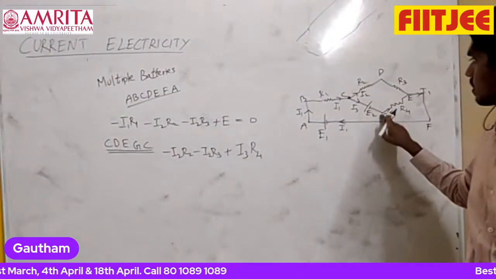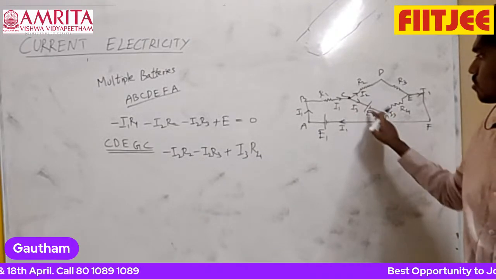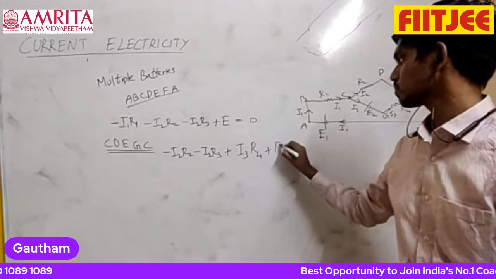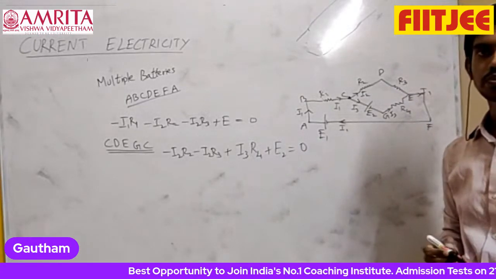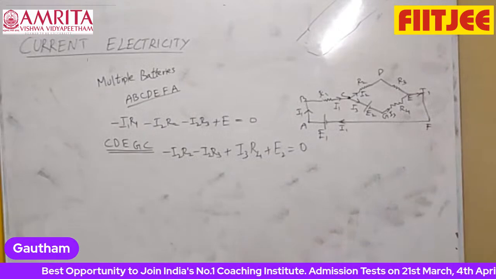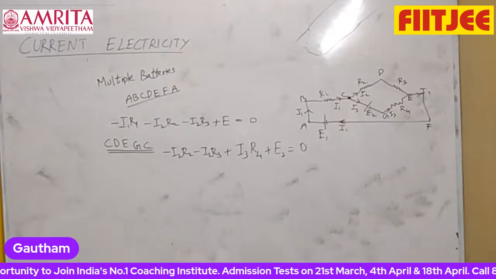And then you are crossing the battery now, negative terminal to positive terminal. So plus E2 is equal to 0. This is another equation. So I hope this is clear.